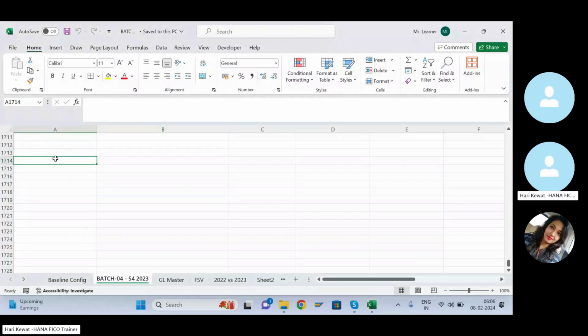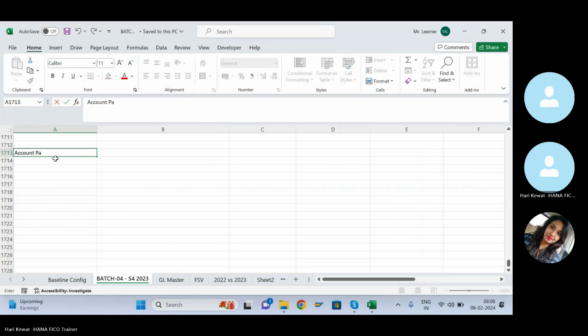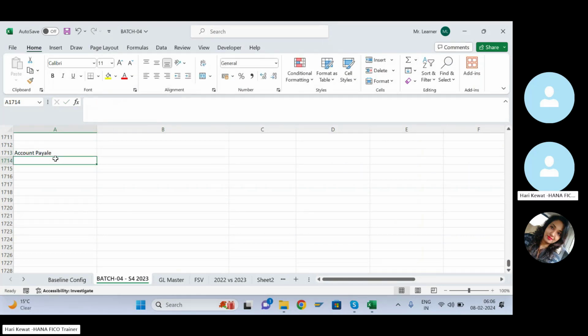Okay, so today we are going to learn about account payable. It is one of the important parts of SAP. Account payable means all the credit purchases from the vendor are known as account payable.